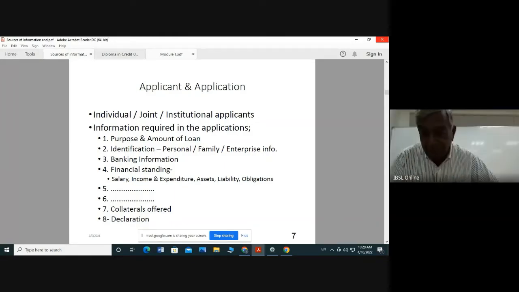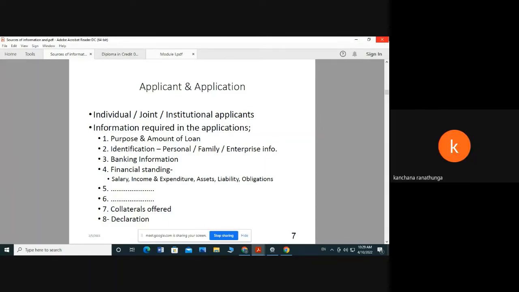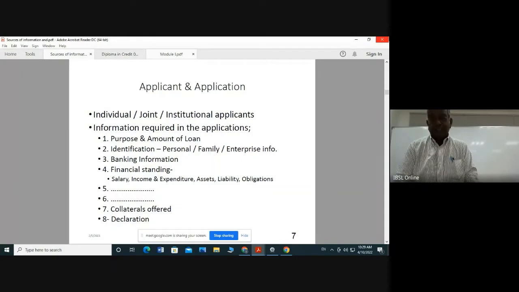Guarantor. Sorry? Yeah, sorry, please repeat it. What is it? Guarantor details. Okay, yeah, very good. Yes, guarantor's details. Collateral. What is the collateral? Anyway, it is coming. The next one, collateral offered. It is coming.